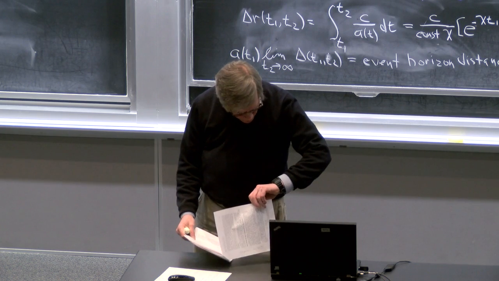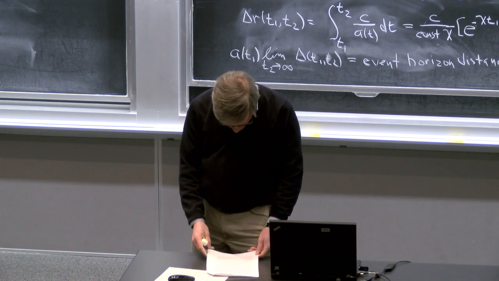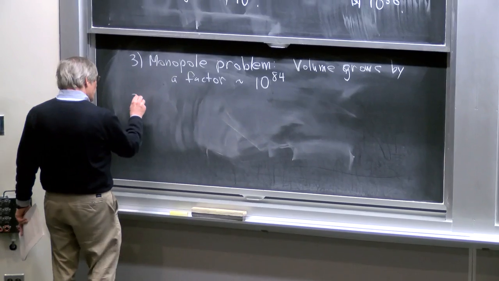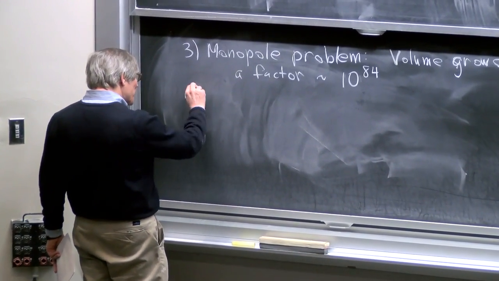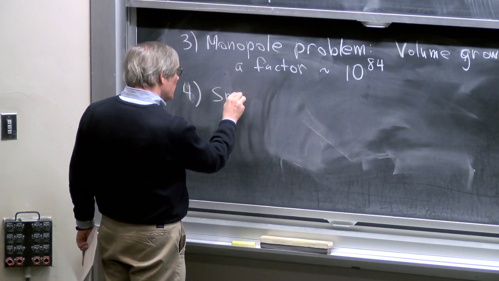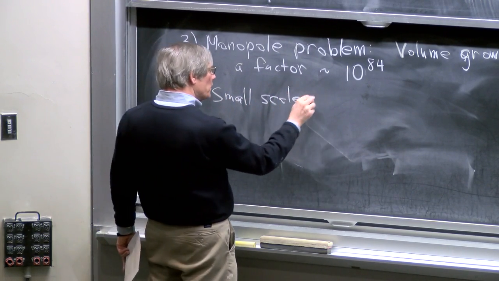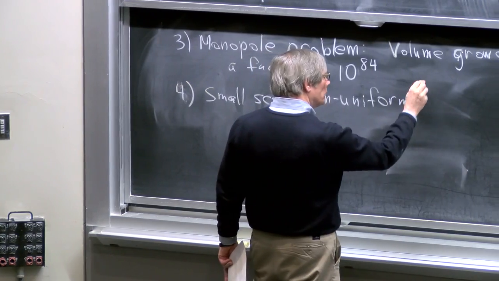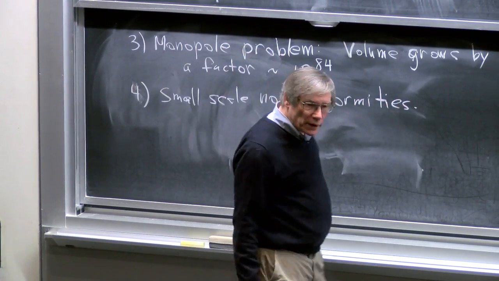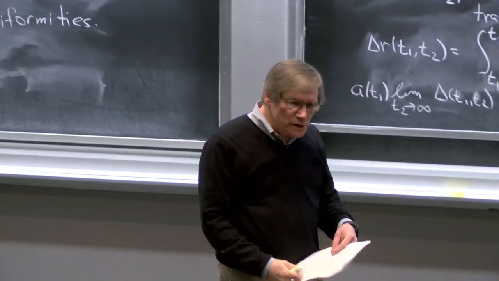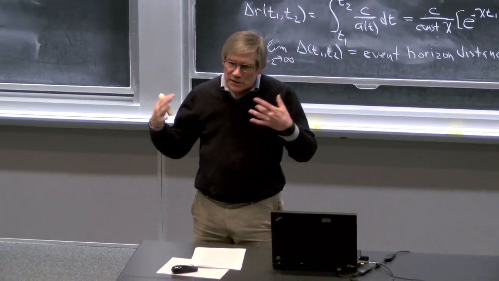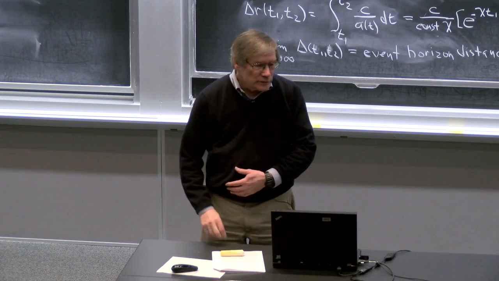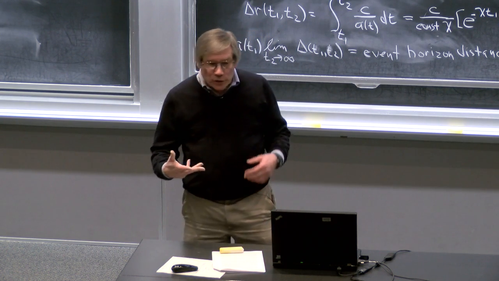OK. Finally, and I think this is probably the last thing we will talk about, another problem that we could have talked about, and we'll talk about the solution of it now, even though we never really talked about it as a problem, is the small-scale non-uniformities of the universe. If we look out around the universe, we don't see a uniform mass distribution. We see stars, and stars collected in galaxies, and galaxies collected in clusters, and clusters collected in superclusters, a very complicated array of structure in matter. And those are all non-uniformities.